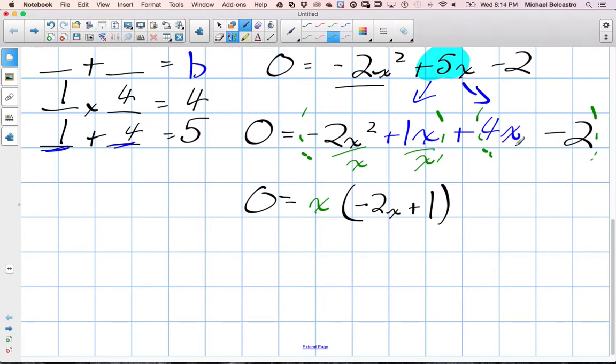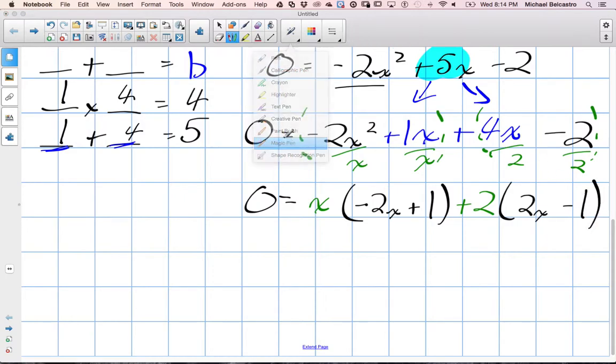So what would be a common value we can pull out of here? 2. We can take 2 out of both of these. So because we're taking positive 2 out, we say plus 2 here. And then we have bracket 2x, because 4x divided by 2 is 2x, and negative 2 divided by 2 is negative 1.